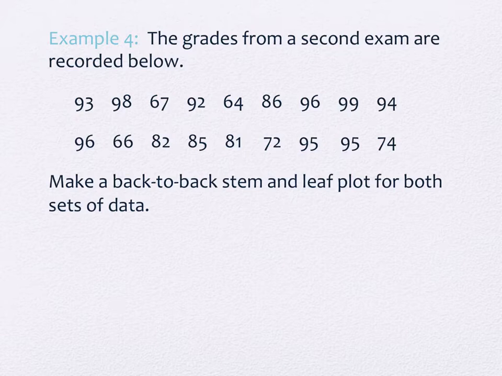Now, because we're comparing an earlier to a later value, the first exams are going to go on the left and the second exams are going to go on the right, just because there is actually an ordering to what we're talking about, one happening before the other chronologically.